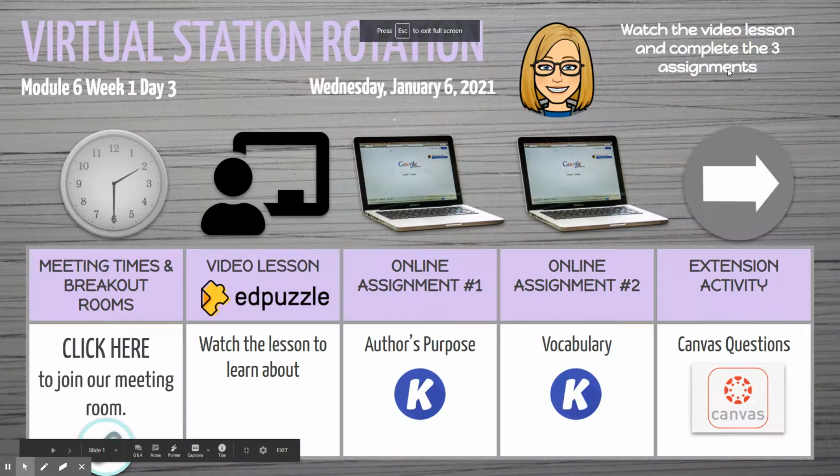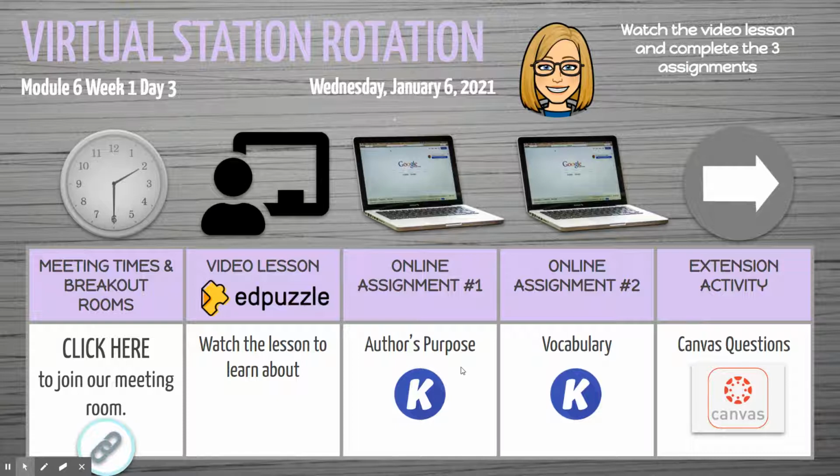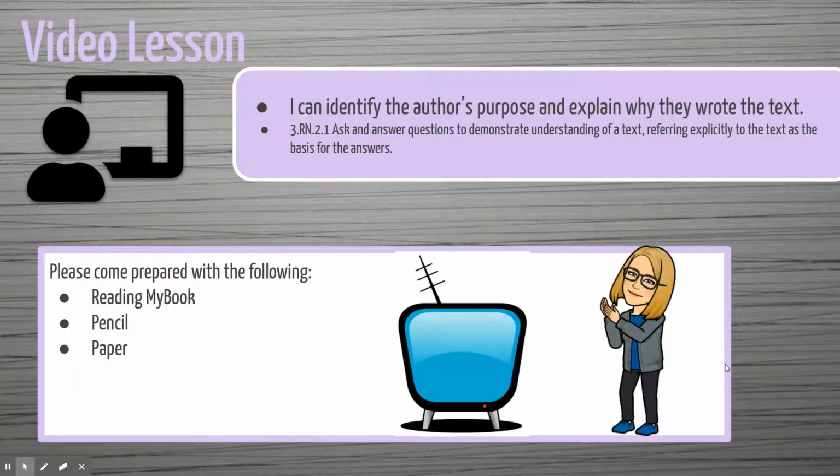Hey guys, so for today we are going to be looking at Module 6, Week 1, Day 3, and your activities. Your assignments will be to complete an author's purpose page. There will be a vocabulary page, and then there are 2 reflection questions that you will be doing on Canvas. So, our goal for today is: I can identify the author's purpose and explain why they wrote the text.